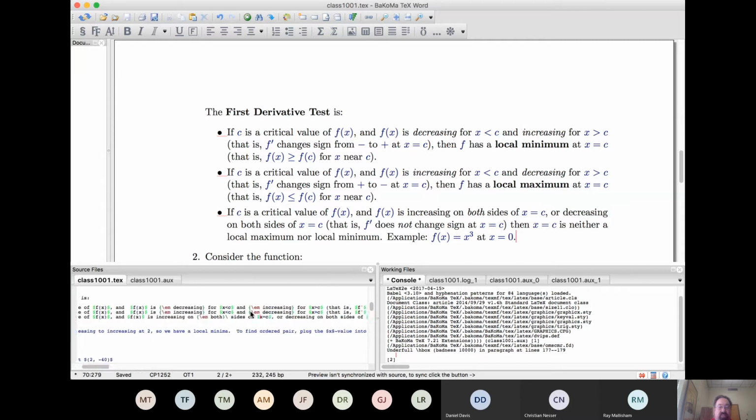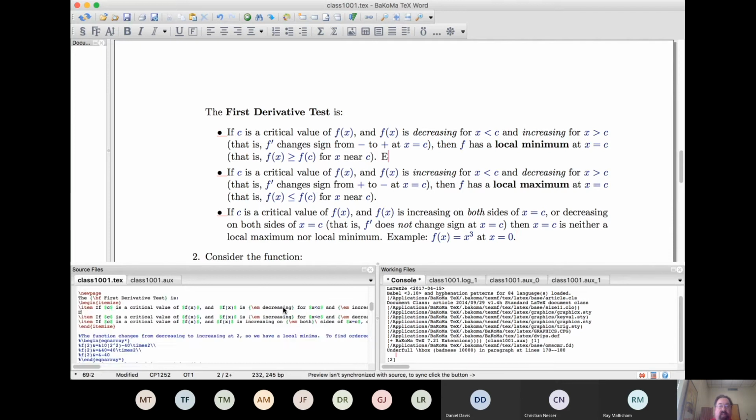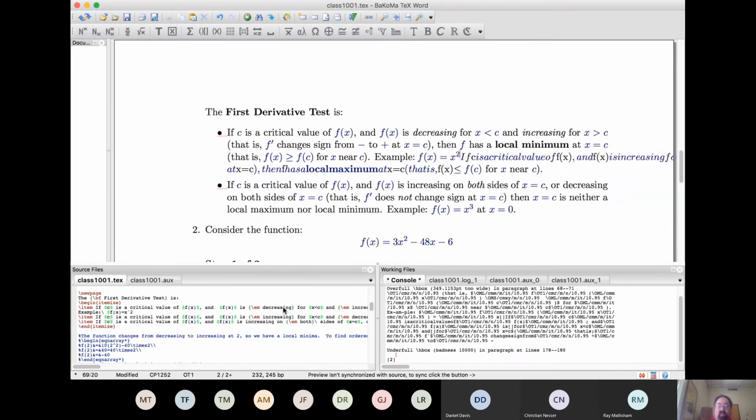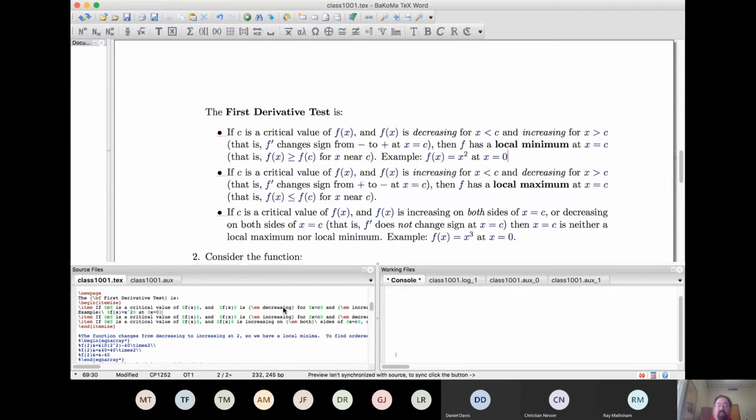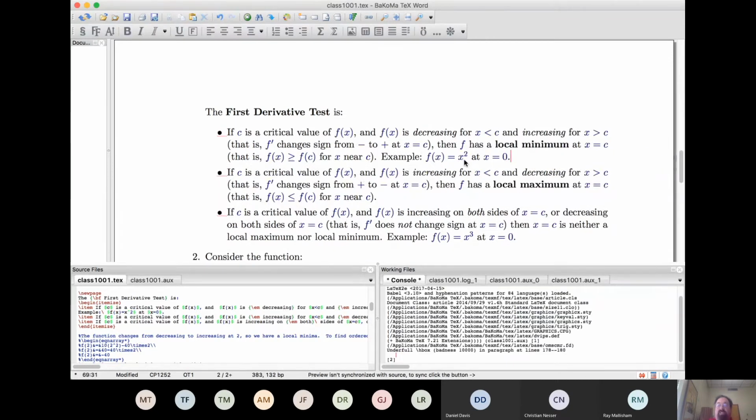A simple example of a local minimum would be x squared at x equals 0, because in that case the derivative is 2x. So for x negative, the derivative is negative, and for x positive, it's positive. It's a parabola, decreasing, decreasing, and then increasing again.